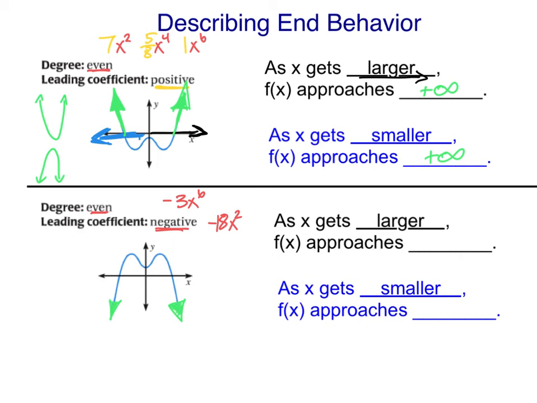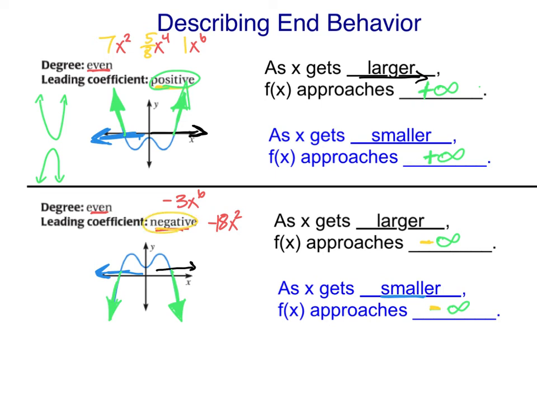All right, so as x gets larger, as x goes this direction, it's not a parabola, the graph is going down, so I go to negative infinity. And as x gets smaller, as I go this way to the left, the graph is going down. The polynomial is also going down, so it's also negative infinity. So take a look at the even ones. Notice it's positive, positive when it is an even positive, and then it is negative, negative when it is an even negative.